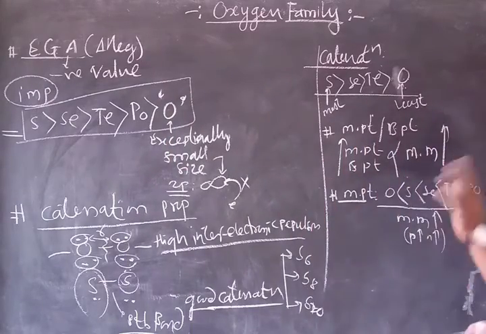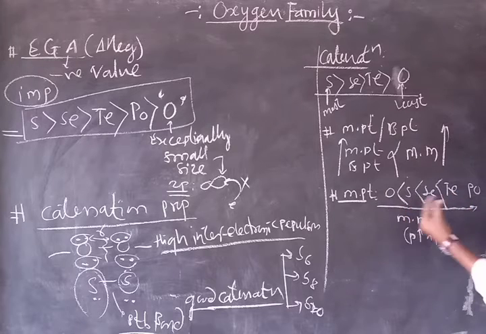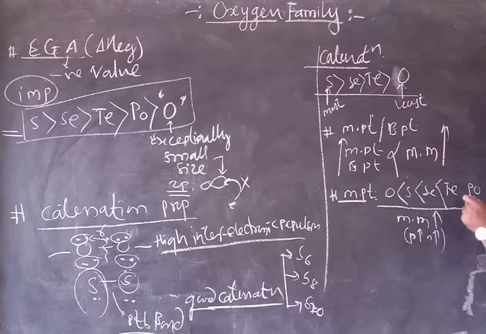Listen carefully, this is very important. Here is one exception. Up to tellurium, the melting point increases, and when we come to polonium, it actually decreases. So we can simply consider polonium as having a lower value. So here is our exception: polonium has a lower melting point than tellurium.